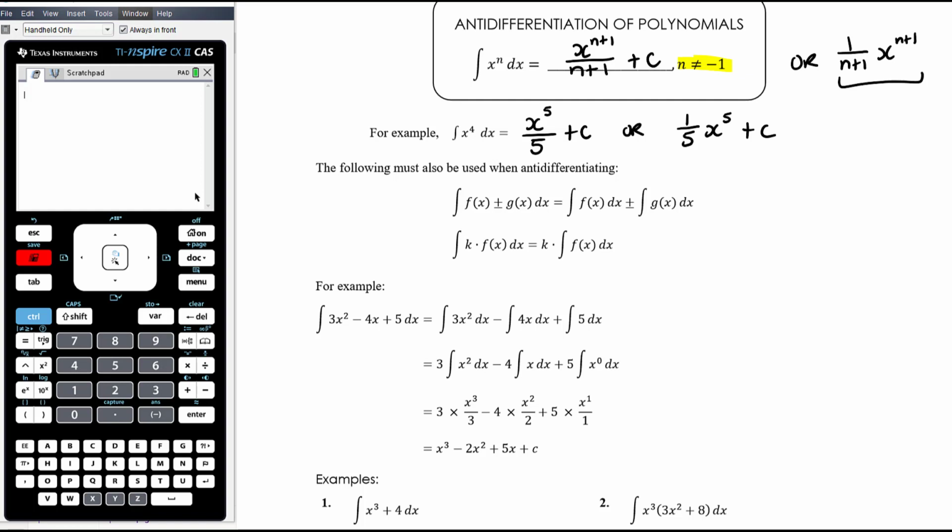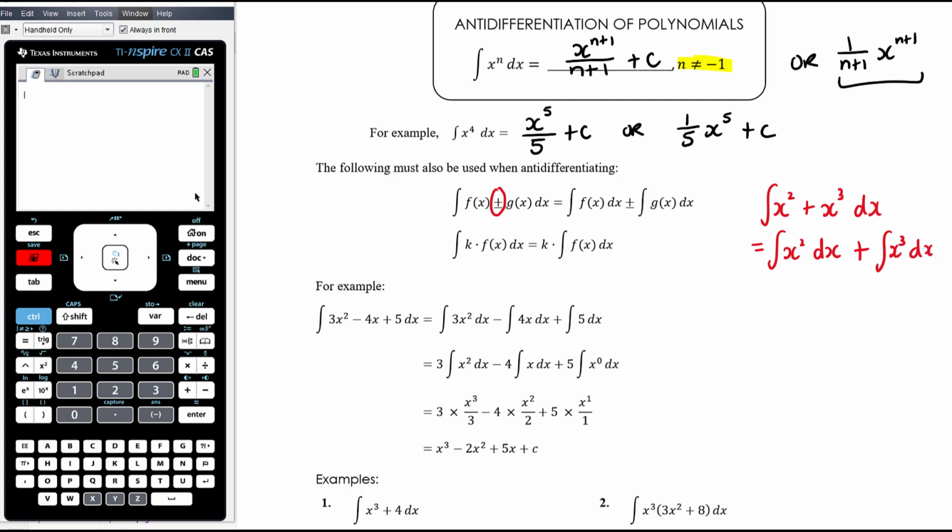So the first thing is that if we are adding or subtracting 2 functions, so that could be as simple as the integral of x squared plus x cubed, or minus, then we can simply integrate those 2 things separately. So it's just going to be the integral of x squared with respect to x, plus the integral of x cubed with respect to x. So we just integrate each part separately.